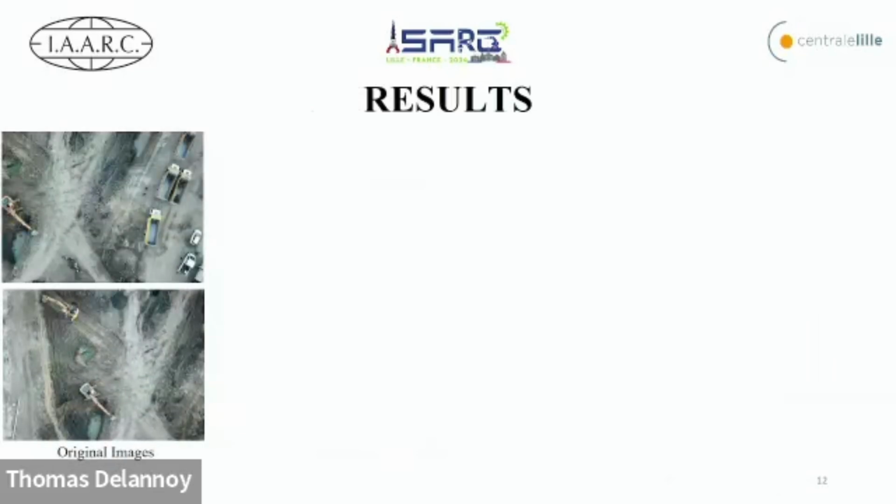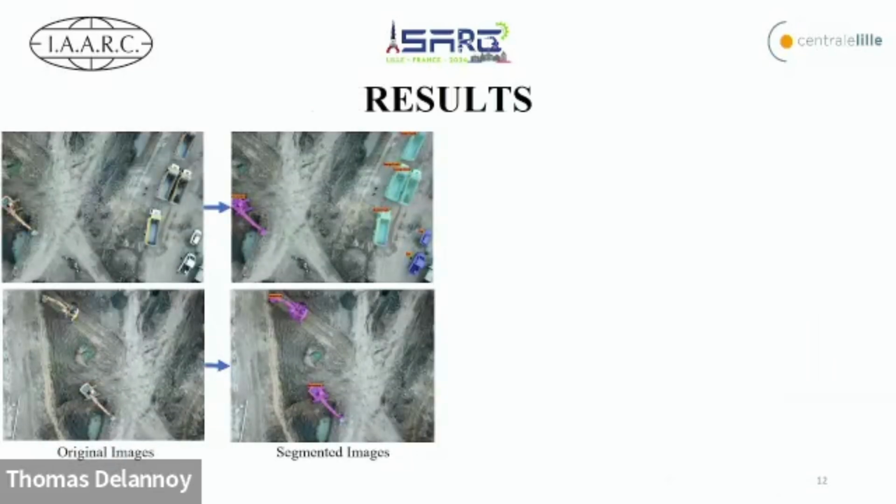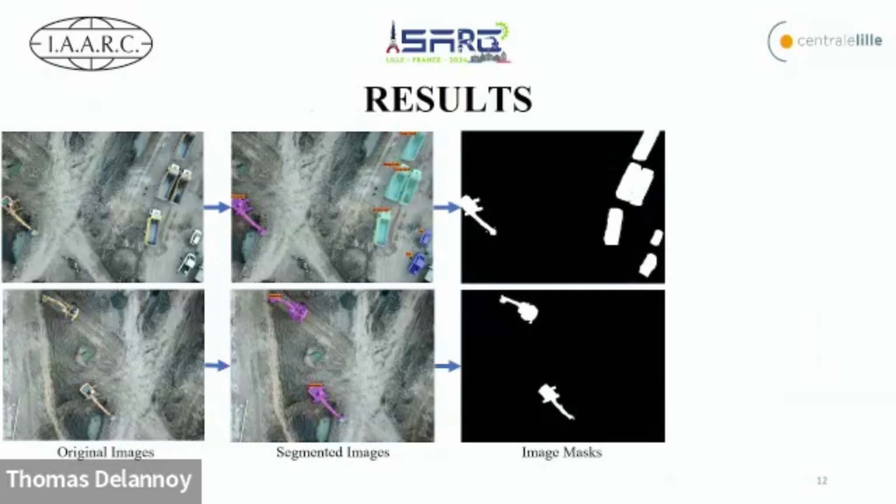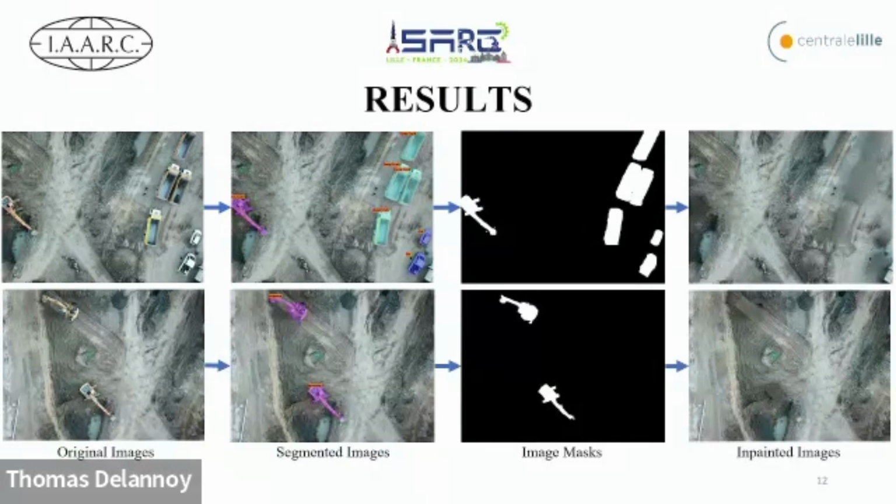Those are the original images. First, we segment them via instance segmentation. Then we convert those segmented areas to image masks. Then we use inpainting to remove them from the 2D images.